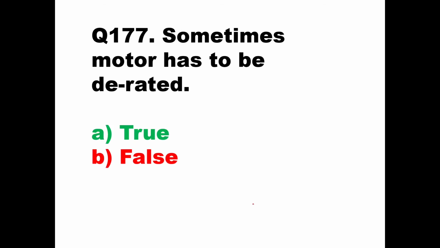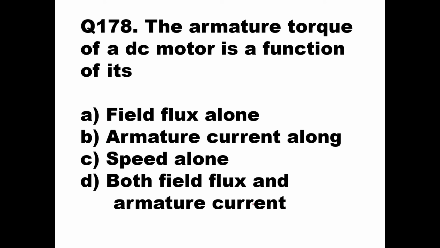So derating can happen in a motor. So this statement is true: sometimes motor has to be derated. Then we'll go to the next question. Question number 178. The armature torque of a DC motor is a function of what? Option A says field flux alone. Option B says armature current alone. Option C says speed alone. And option D says both field flux and armature current.